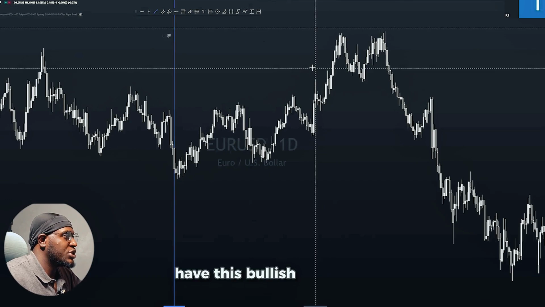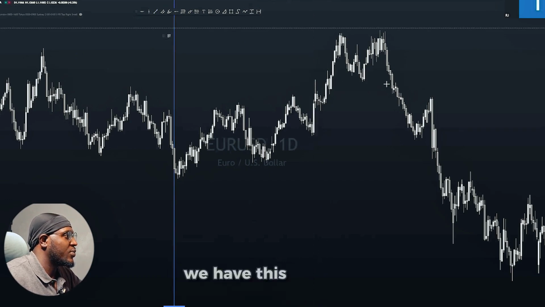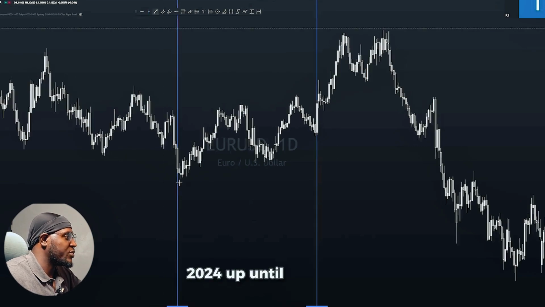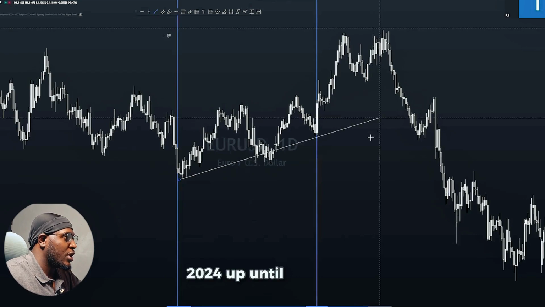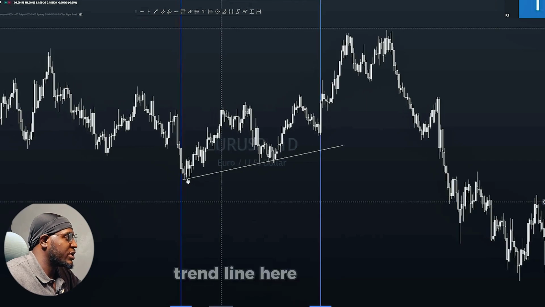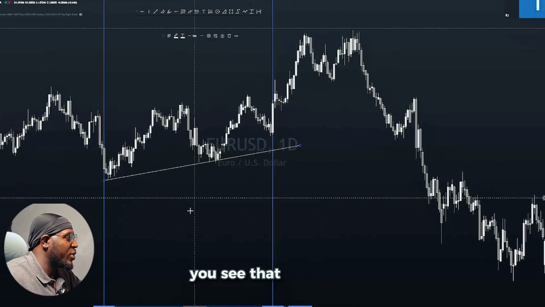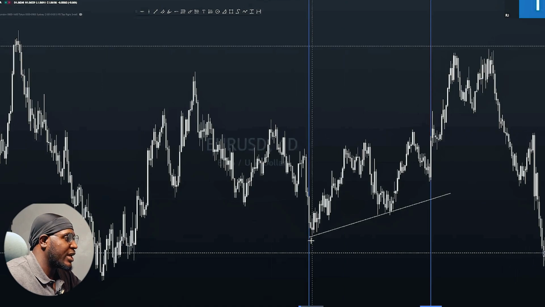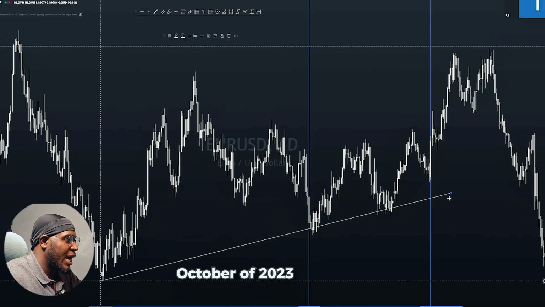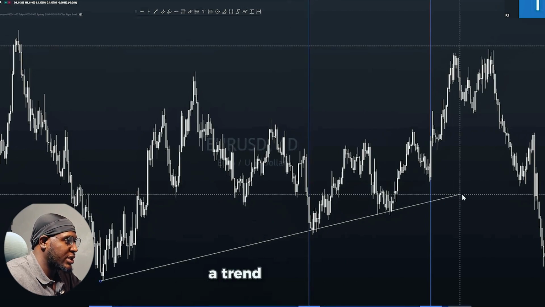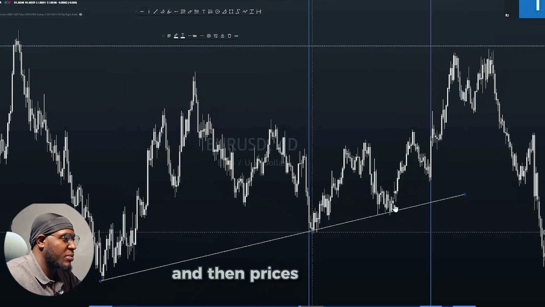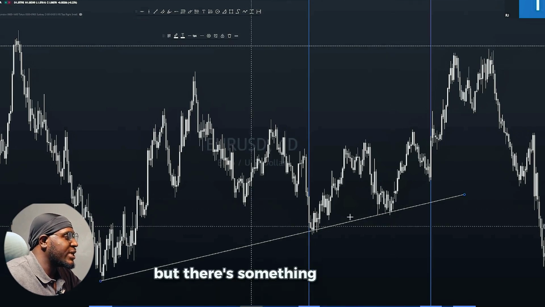So we have this bullish trend line that I can identify here from April of 2024 up until August of 2024. Now, what I want you to notice about this trend line is that when prices came to this trend line, it came all the way from October of 2023 and acted as a good trend line from October. Prices came back to touch it in April of 2024, and then prices came back to it in June of 2024. But there's something that I want you to notice.